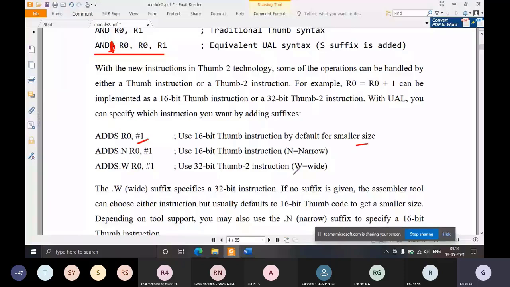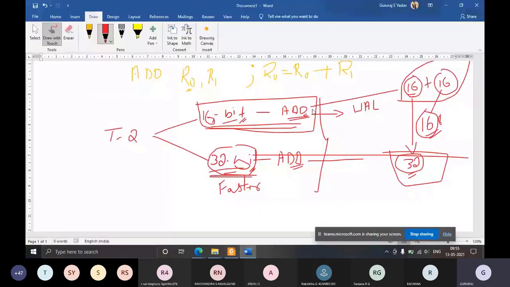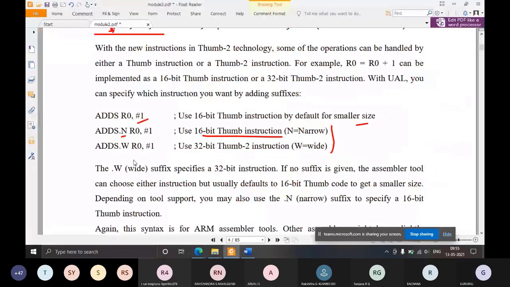So that is shown here. Example: here ADDS.N means you are using a 16-bit instruction. As I told, this Thumb-2 has 16-bit and 32-bit instructions, and there is a 16-bit version of ADD as well as a 32-bit version of ADD. To choose between these two versions, you can use this suffix, ADDS.N. This .N indicates that you are trying to use a 16-bit version of ADD.